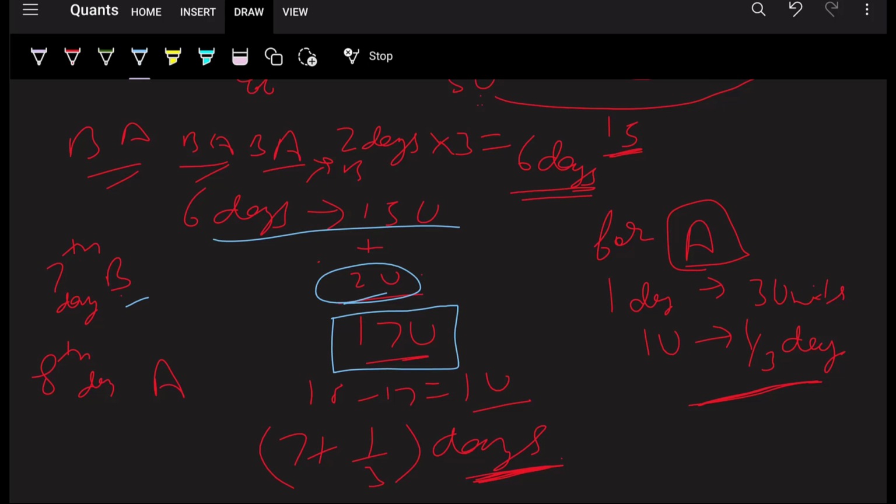But he will not work for the full day. Why? Because in one day, A does 3 units of work, and the remaining work is 1 unit. That means it is less than 3 units, so he will require less than a day to do the work of 1 unit. So for this, we will calculate how much of a day he will take to complete the 1 unit of work. In one day he does 3 units of work, so 1 unit of work will be completed in 1 by 3 days by the simple unitary method. So we will require a total of 7 plus 1 by 3 days to complete the work in this manner.